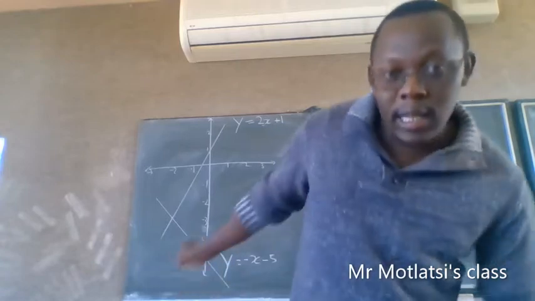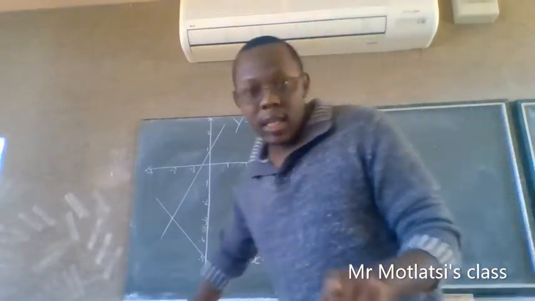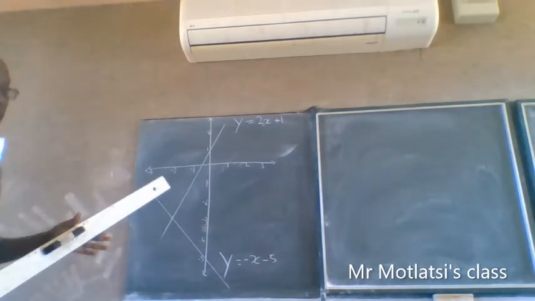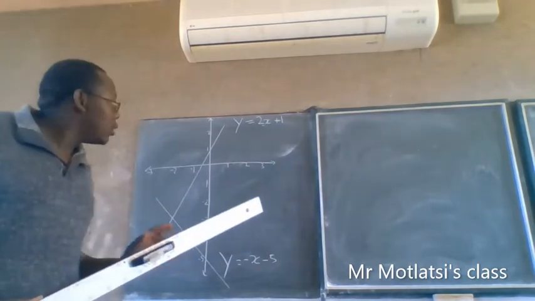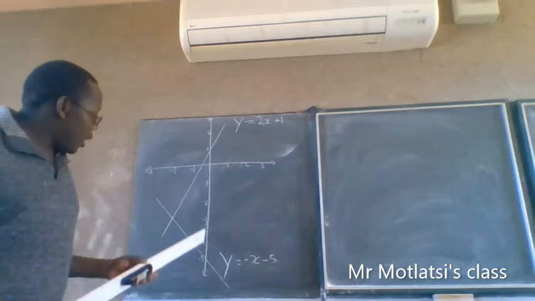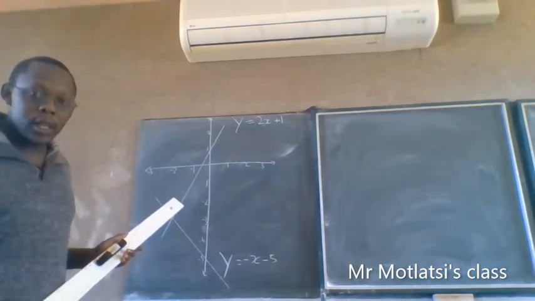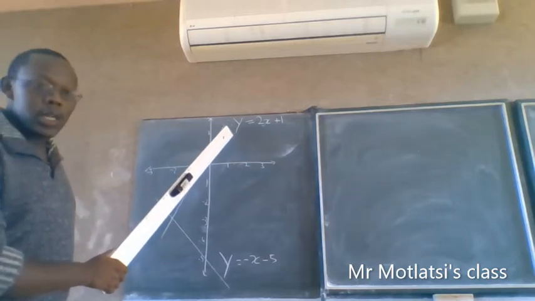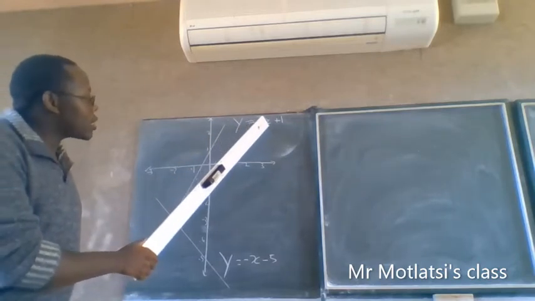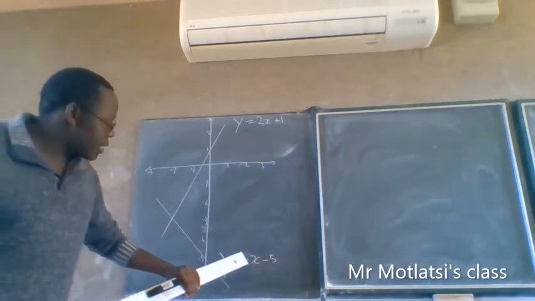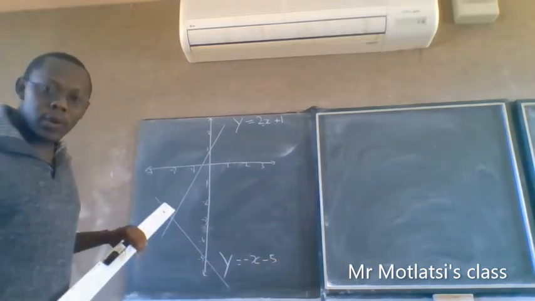If you're given a question like the one we have here on the board, let me stand aside so that you guys can see everything. We have two lines on a graph, and they have an intersection point. The first equation is y equals 2x plus 1. The second one is y equals minus x minus 5. How do you solve an equation like this one?